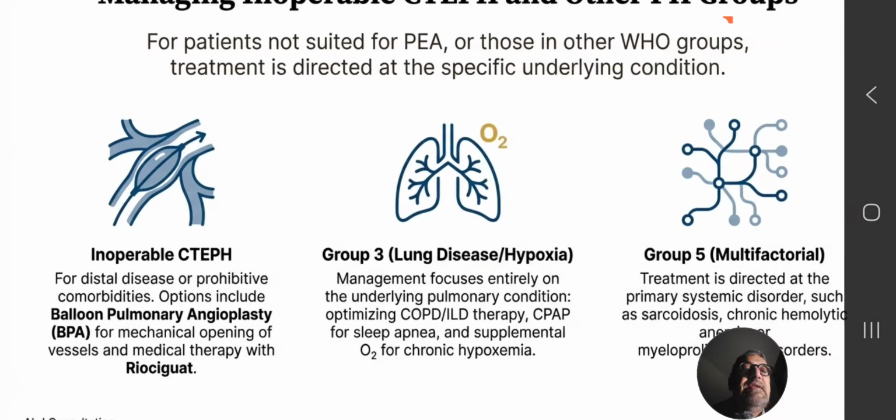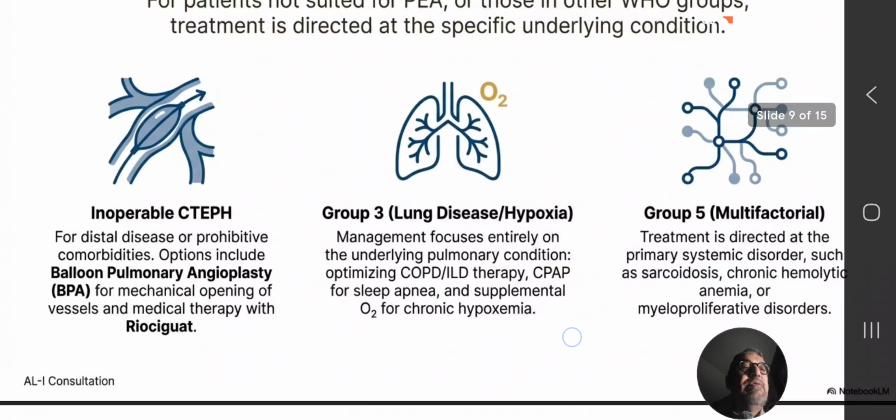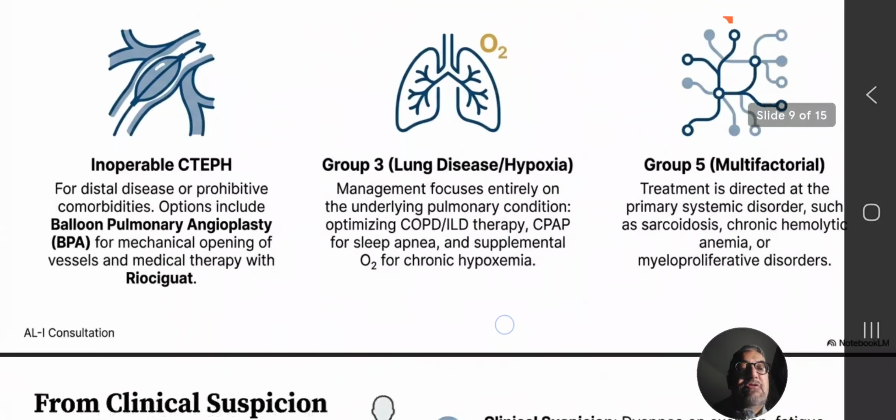For group 3 lung disease, the treatment is focused on treating the underlying condition, optimizing oxygen delivery for COPD or interstitial lung disease. For group 5 or multifactorial, treatment is directed at the primary systemic disorder such as sarcoidosis, myeloproliferative disorders, etc.